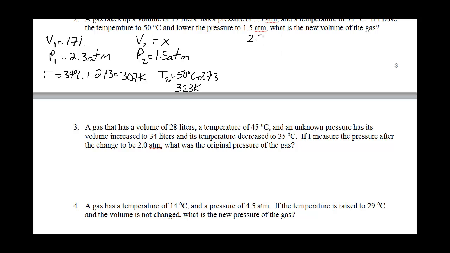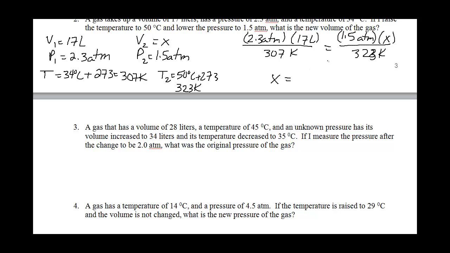So what happens now? Plug. So I know 2.3 atmospheres, that's P1. V1, 17 liters. T1 has to be 307 Kelvin. P2, 1.5 atmospheres. V2, that's again my unknown. T2 is 323 Kelvin. And again, mathematically, find a way, make sure you're solving it in your calculator so that you get the same answer as 27 liters.